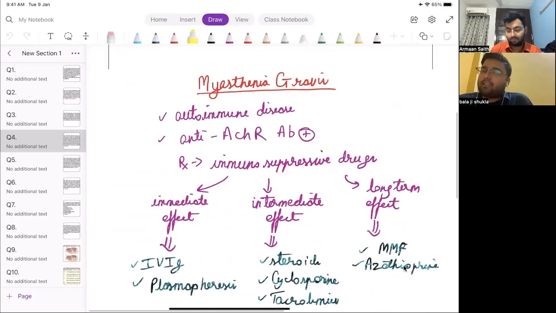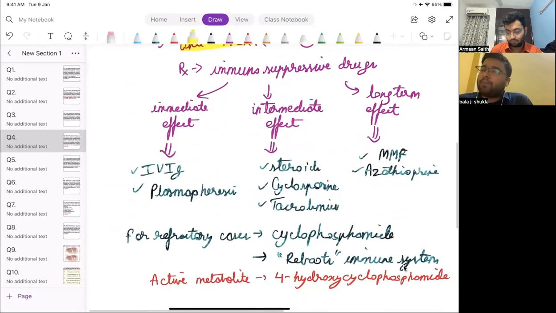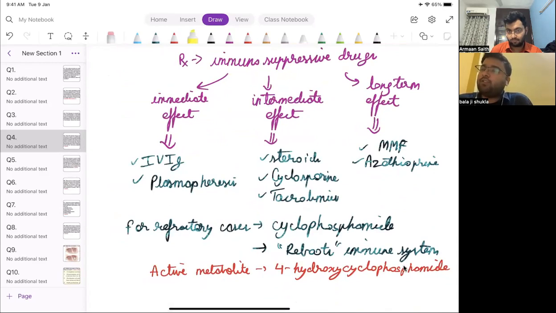Myasthenia gravis, as we all know, is an autoimmune disease due to antibody against acetylcholine receptors. The treatment consists of immunosuppressive drugs, which can be classified into three categories. The immediate effect drugs are the immunoglobulins IVIG and the plasmapheresis therapy. The intermediate effect drugs are steroids and the cyclosporine and tacrolimus. And the long-term effect drugs are the mycophenolate mofetil MMF and the azathioprine.